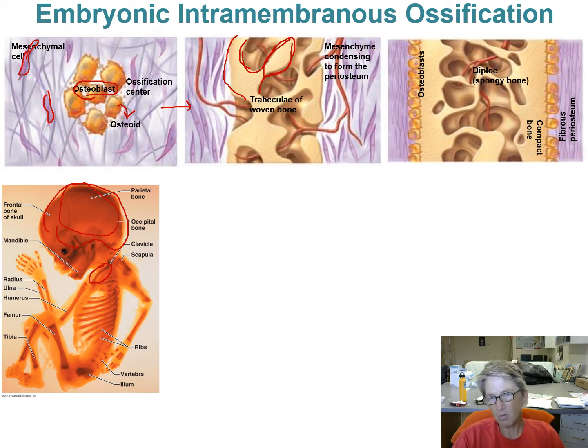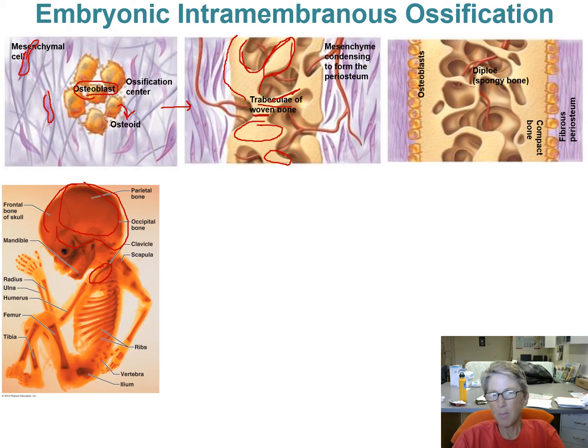So when the scientists saw this, it looked like to them that they were just seeing a bunch of these beams in this bone. So they call this the trabeculae of woven bone. So another name for woven bone is spongy bone. So woven bone and spongy bone are the same thing. The structures that make up woven bone or spongy bone are these trabeculae. So over time, the ossification center will allow for this woven or spongy bone to form.